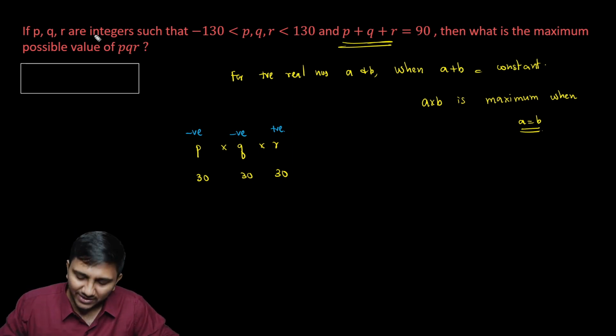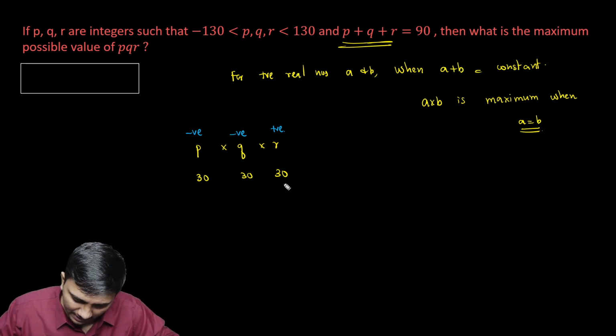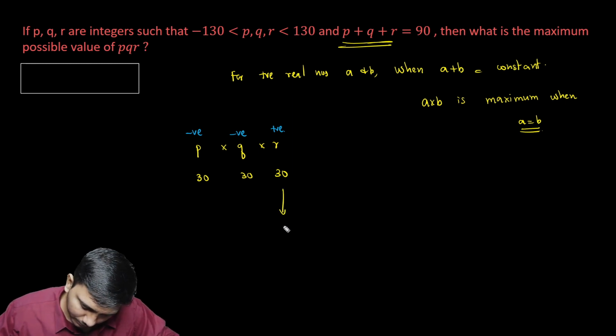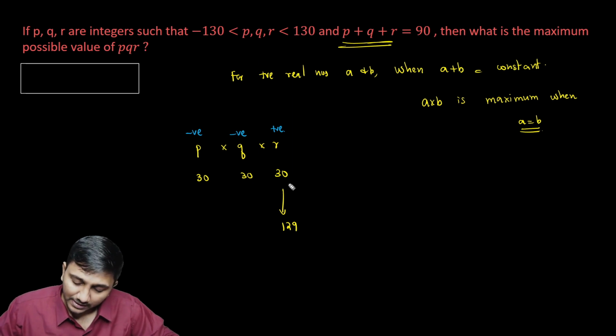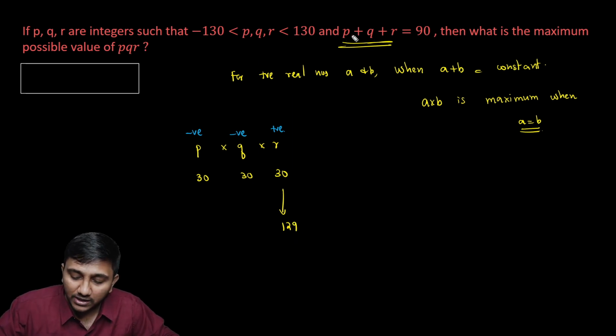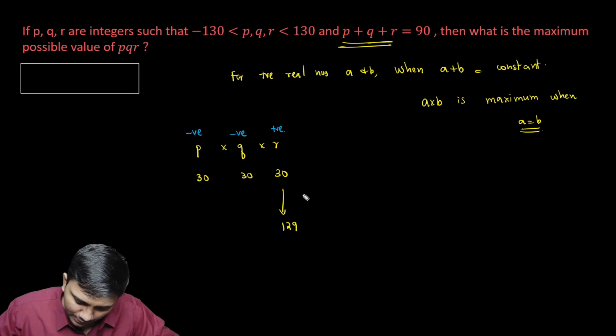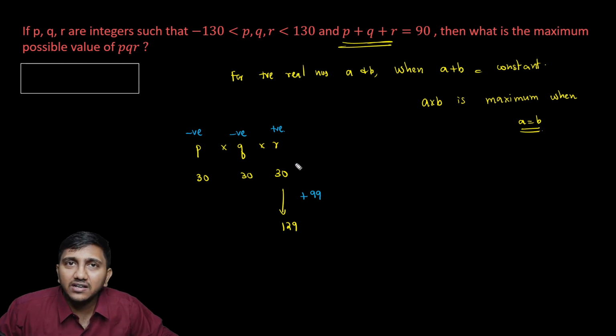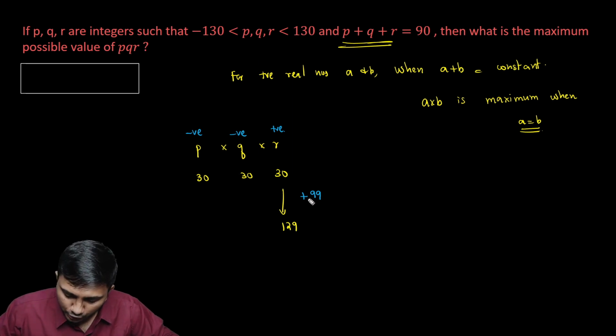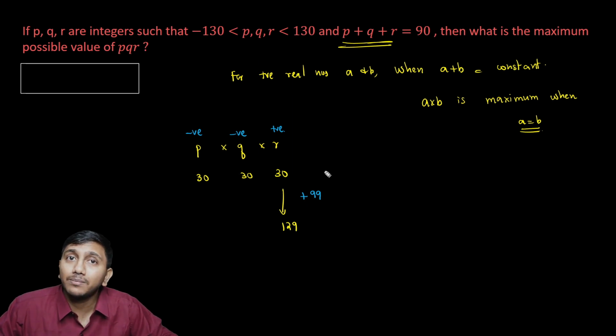We are looking at integer values. So I can take this to 129. And when I do that, if I have changed R value to 129, I've also affected P plus Q plus R, right? So what is the increase here? The increase that you see here is 99. Now I'll have to nullify that increase by creating appropriate negative values for P and Q. So to nullify that plus 99, I'll have to do a minus 99.